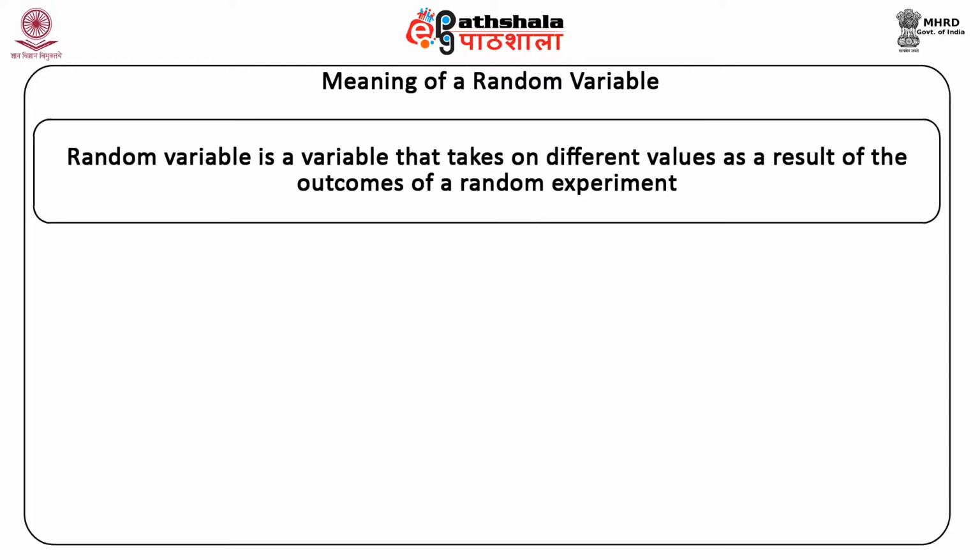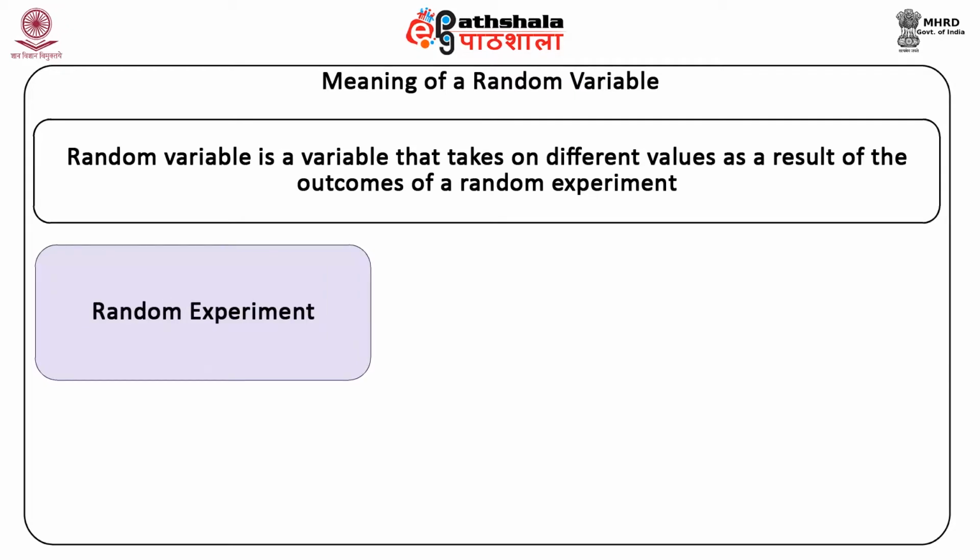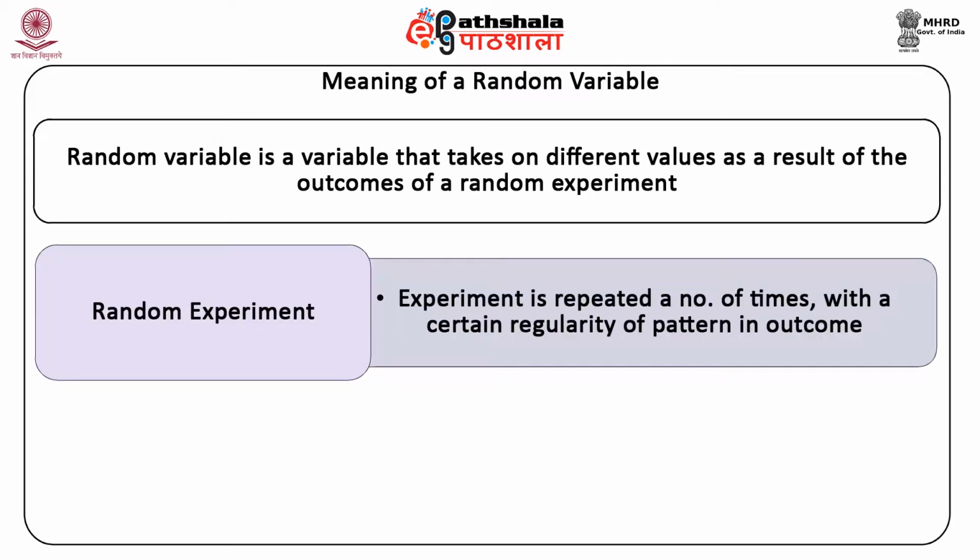A random variable is a variable that takes on different values as a result of the outcomes of a random experiment. If an experiment is repeated a number of times with a certain regularity of pattern in outcome, it is called a random experiment. In application of probability to practical situations, interest usually centers not on the detailed outcomes of a random experiment, but rather on some numerical characteristics associated with these outcomes.